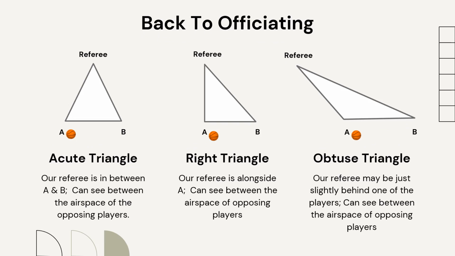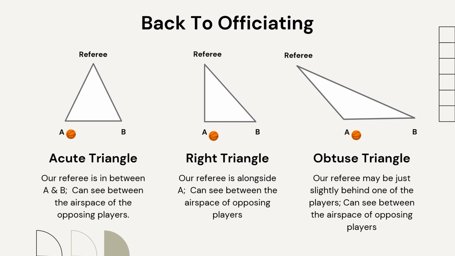So now we see our referee officiating an on ball matchup between the offensive player, who will be A in this case, and the defensive player, who will be B. And as you can see, our referee takes a position such that he or she is able to effectively referee the defense. In our first example of an acute triangle, we see that our referee is literally in between A and B, such that he or she can see between the airspace of the opposing players.